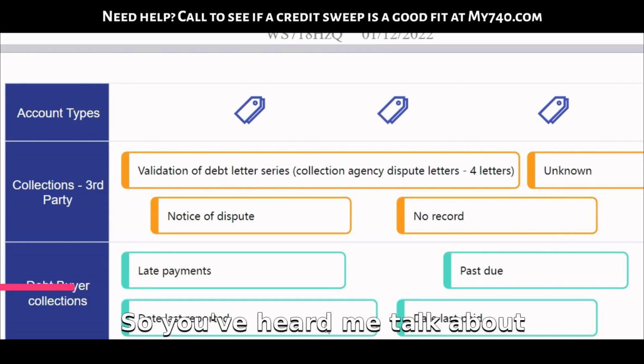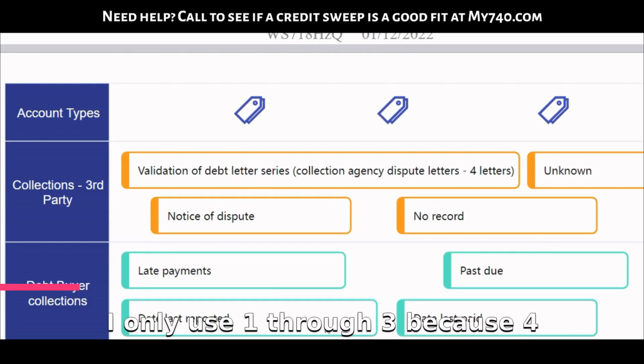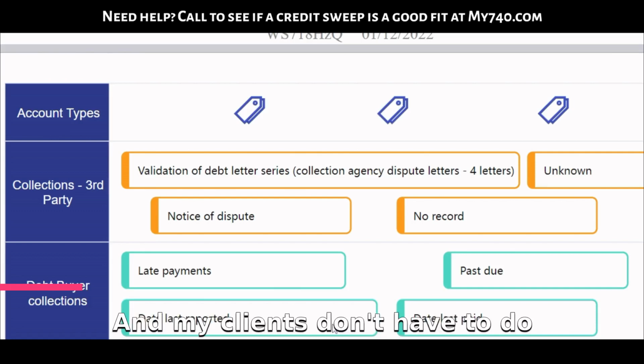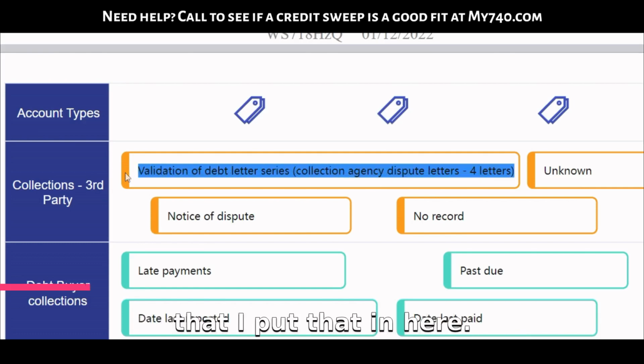Okay, so you've heard me talking about the validation of debt letter series before. There are 4 letters in this series. I only use 1 through 3 because 4 is where you actually sue them, and my clients don't have to do that. So this would be sent directly to the collection agency. Okay, so I did want to make sure that I put that in here.